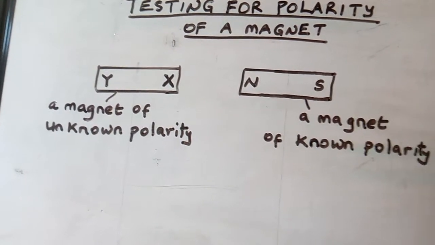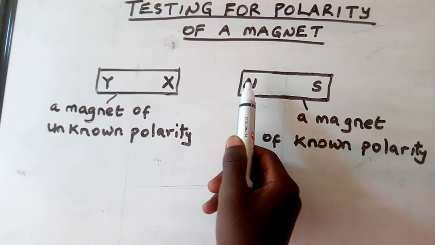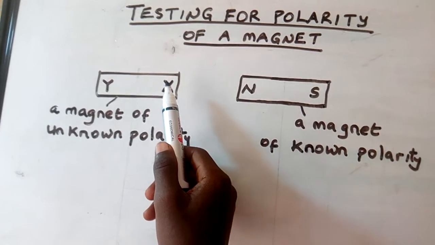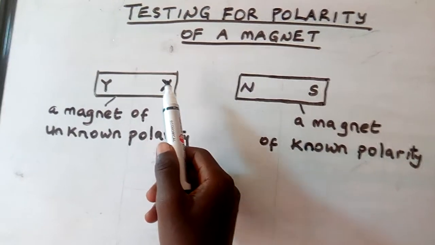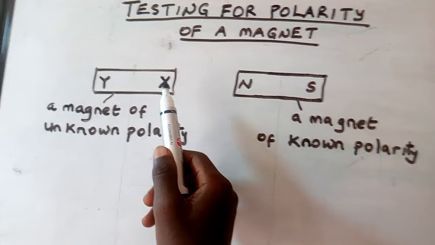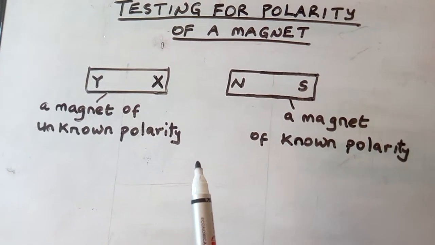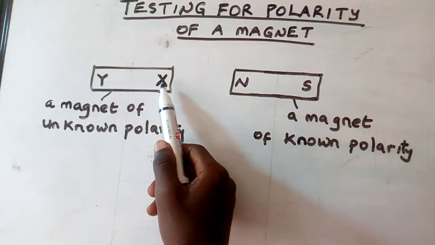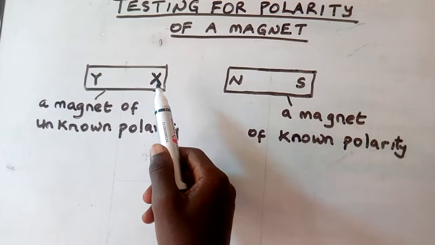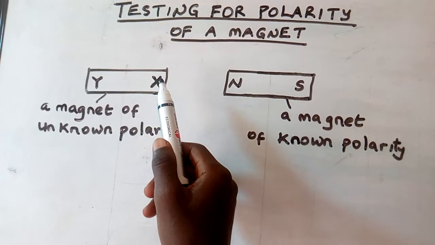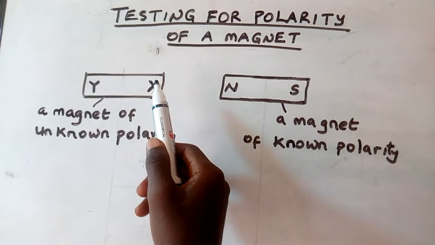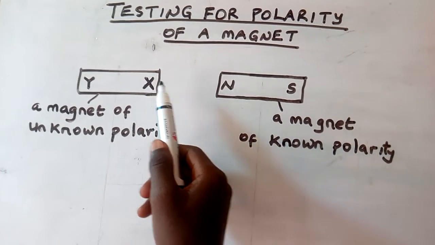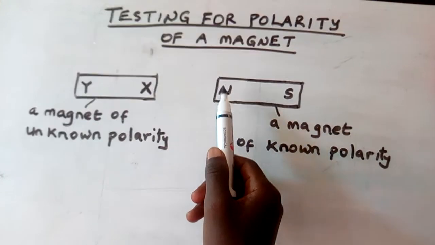Some people think that, supposing this one gets attracted to this one, then this one is what? Is south. That is true. But attraction is not the best way of testing for the polarity of what? A magnet. Why? Because if this one is south, surely it will get attracted. You will know this is the south pole. But if you bring a magnetic material, something which is not a magnet, but can be attracted by a magnet, supposing you brought an iron metal, it is not a magnet, and you bring it near here, what will happen? It will also what? Attract.